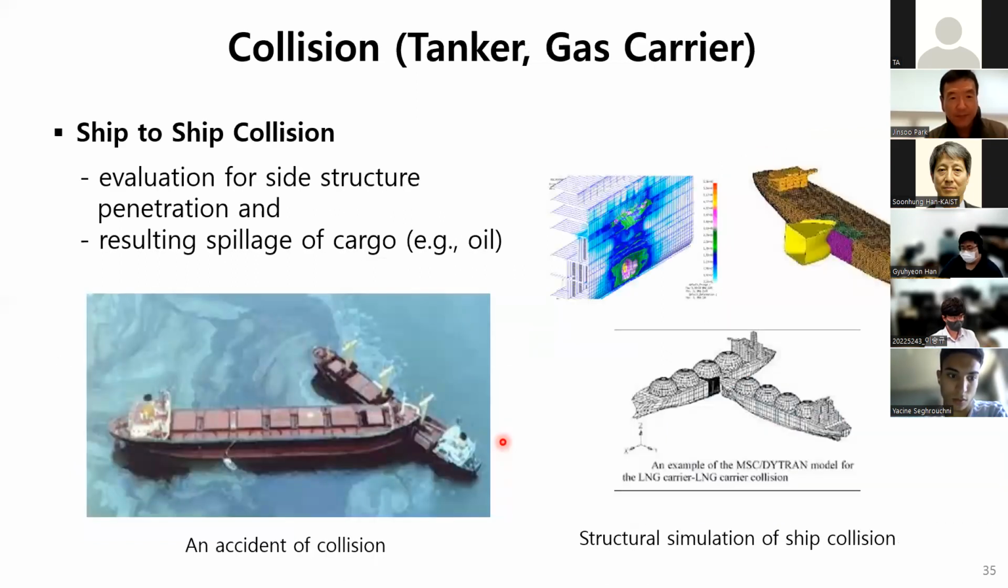One of the loading conditions we need to consider is collision, especially for oil tankers and gas carriers. We often hear about accidents of ship-to-ship collision, as you see a case in this photo where a large bulk carrier collided into a smaller oil tanker. You can notice a big spillage of oil over the large area around the ships. So designers need to evaluate strengths of side structure.